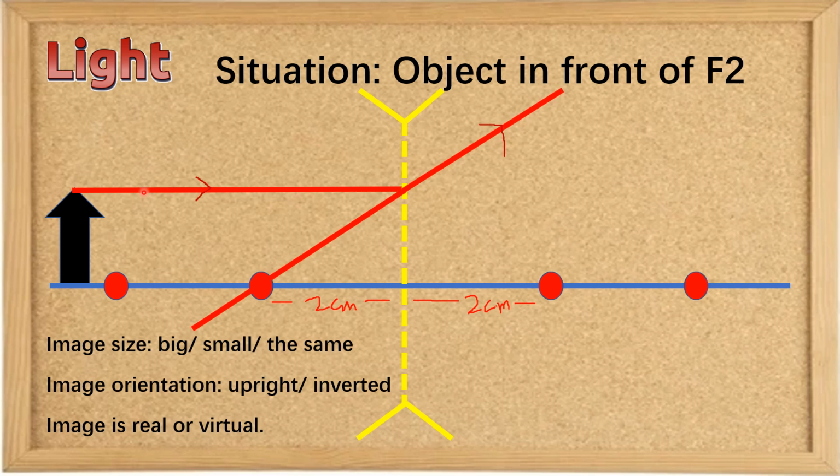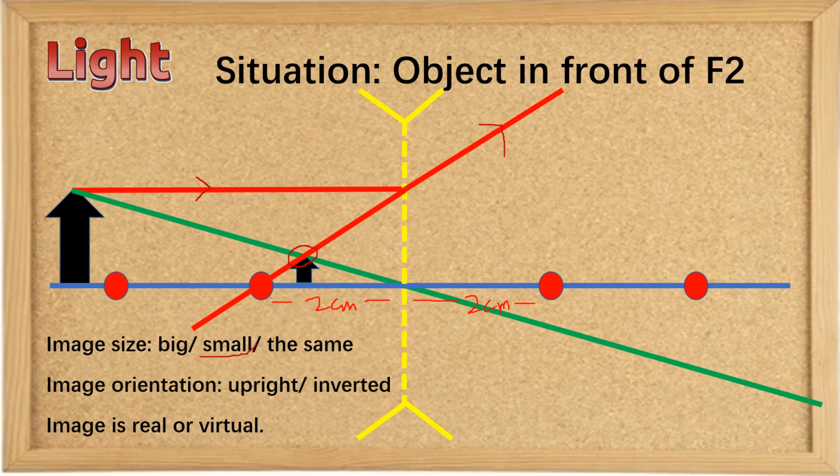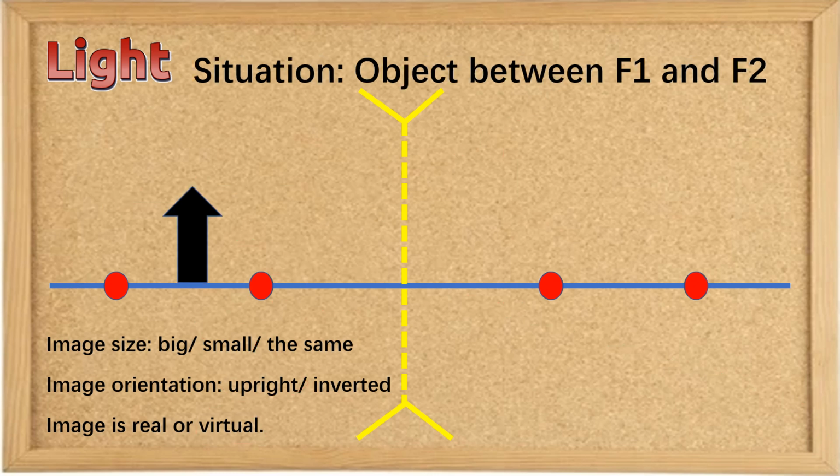And then the second one is the same as your convex. From the top, it will pass the central point. The line wherein they meet each other is where your image is formed. So what is the image size? It's small. Image orientation is upright, and the image is virtual. Okay, next, try to do this one first before I reveal the answer.